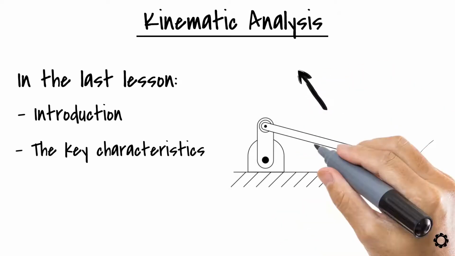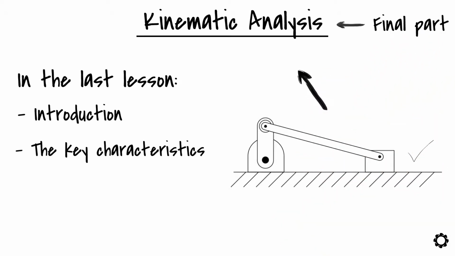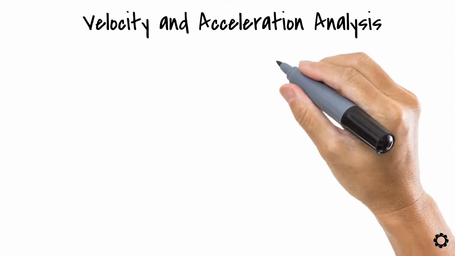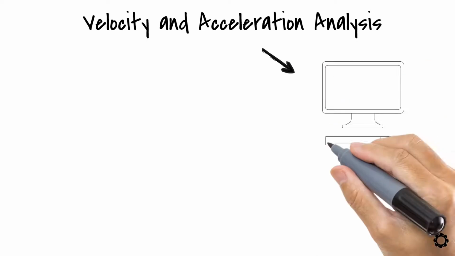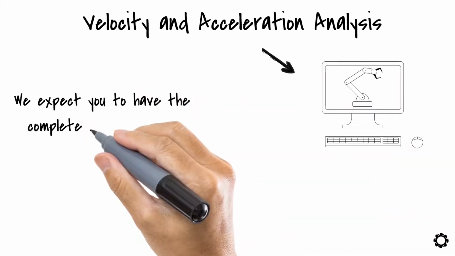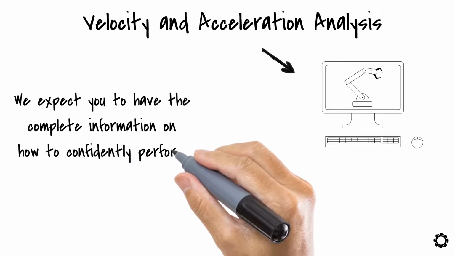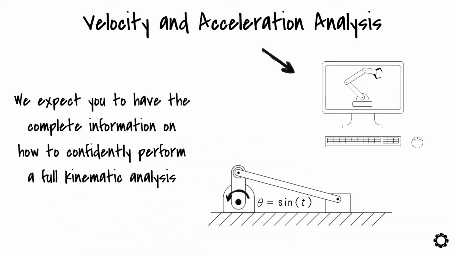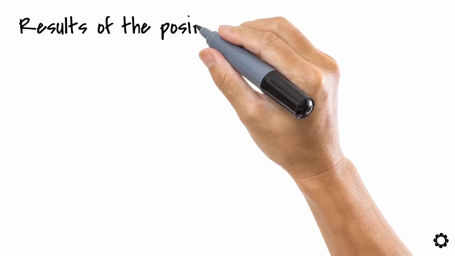Now let's talk about the final part of this analysis, the velocity and acceleration analysis, as well as how we could implement this in a computer program. By the end of this video, we expect you to have the complete information on how to confidently perform a full kinematic analysis on a kinematically driven mechanism. Let's jump into it. Let's start with the results of the position analysis.